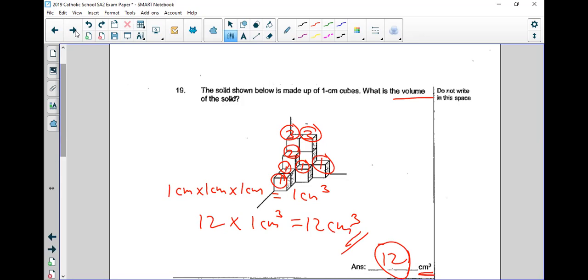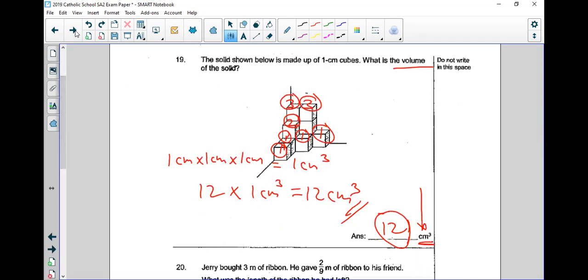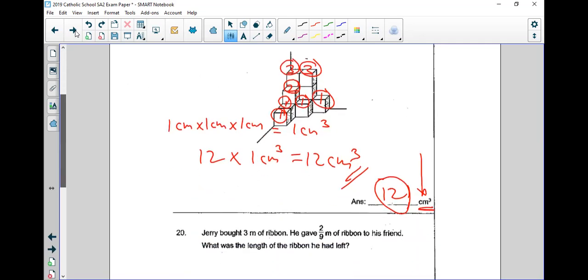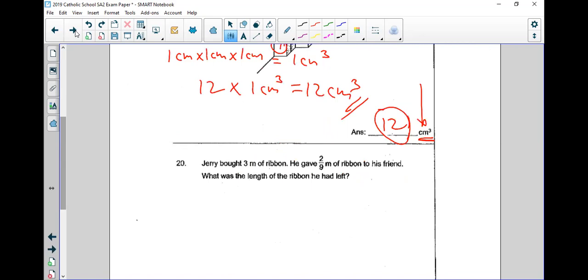But you're lucky because the unit is given to you. That's why you still get the answer correct. But if it's a paper 2, then you will see what happened. You are minus marks already.